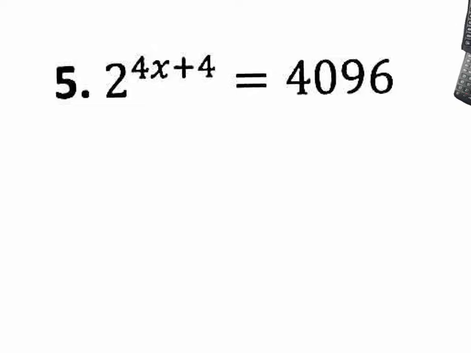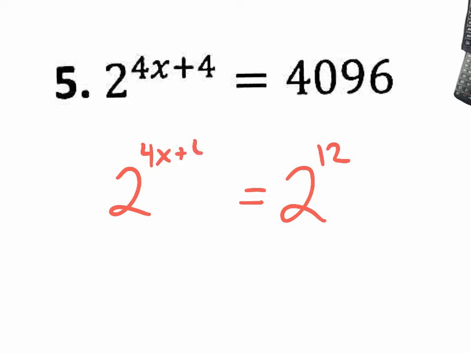Some of us are pretty fast at using calculators. 13? 2 to the 12th? 2 to the 13th? It's 12. Yeah, if I try 2 to the 13 on the calculator, I get 8,000, not 4,000. So that's too big. So 2 to the 12 is the correct number.